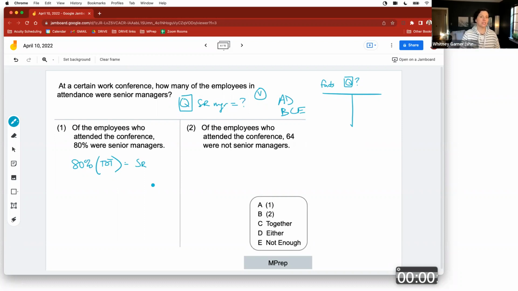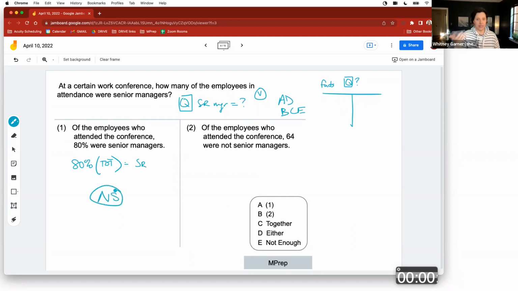So knowing that 80% of the total are senior managers, that doesn't really tell me how many are senior managers. If I had 100 total people, that'd be 80 senior managers. If I had 200 people, that'd be 160 senior managers. If I had 10 people, that would be 8 senior managers. So I don't know. I just ran through a few cases, right? I tested a few cases. And so I got not sufficient.